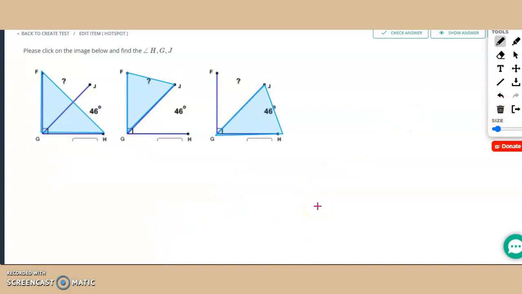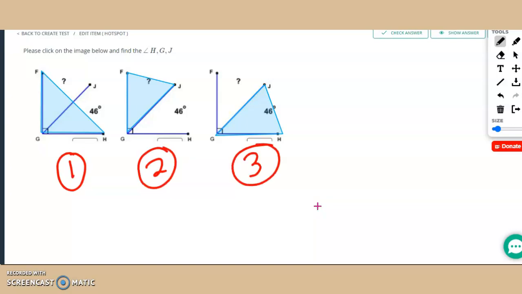Now, what you are trying to do in this lesson is figure out what the different angles are, because we have three different angles here that they could possibly be. You have one angle, two angles, and three angles. And these are all the same thing. And it's saying that we need to find and click on the image below to find the angle.